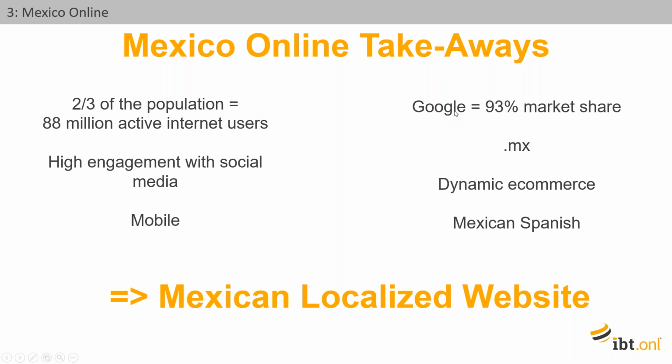Google has 93% of the market share, so being optimized and being in best practice for Google Mexico is key to enter the market and to actually be found by the people that are on the internet in Mexico. It's important to have a .mx domain name, and that's for a few reasons, but mostly because of the search engine, because of Google. Google will recognize that a website is designated for the Mexican market when you have that .mx domain name.